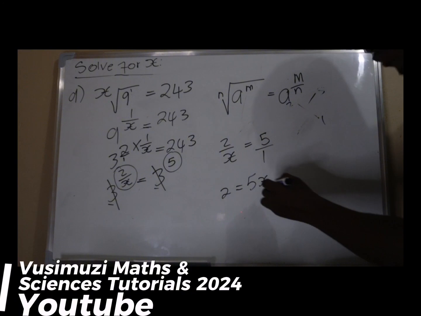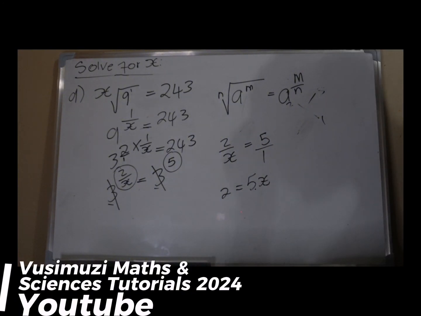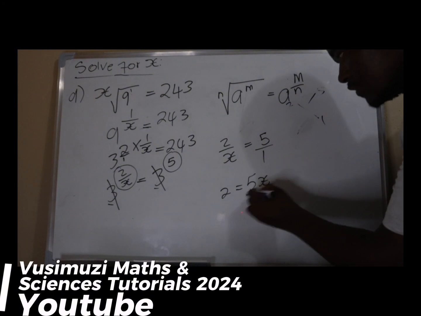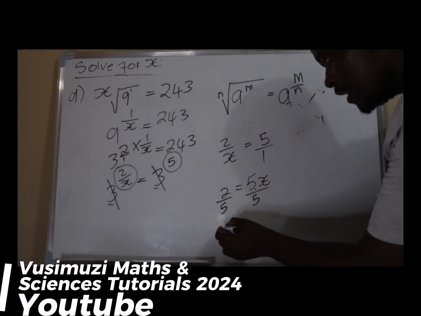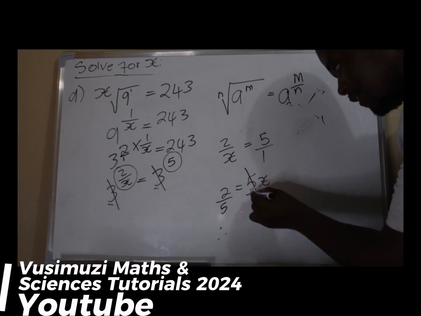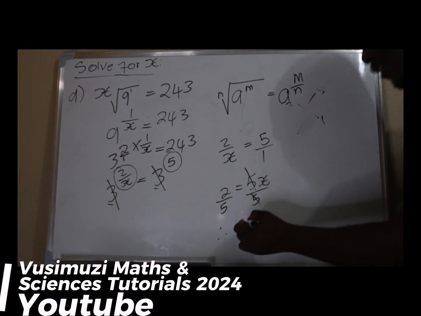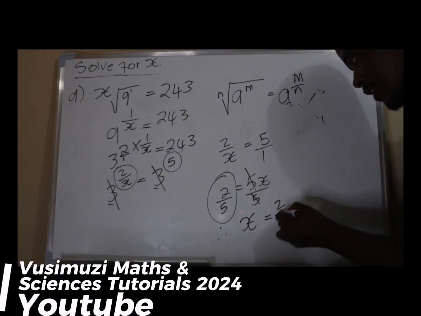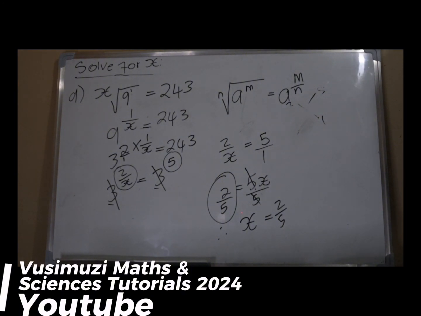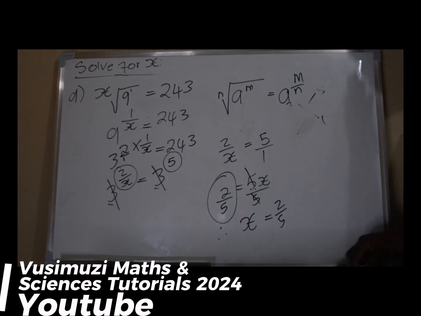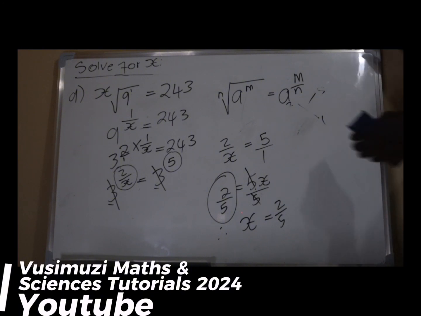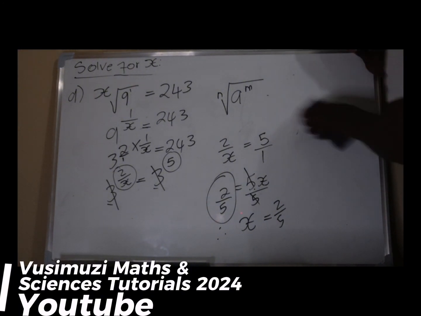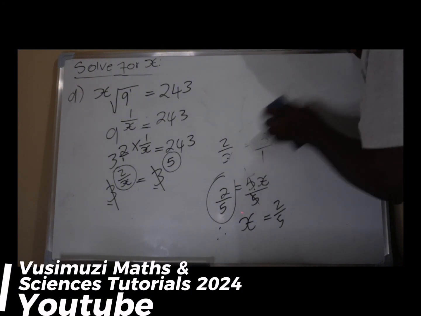How do you solve for x? We want to be left with x on one side. We divide both sides by 5. Therefore, 5 divided by 5, we are left with x on one side. Therefore, x is equal to 2 over 5. Then you are done, guys. You are literally done if you do these things. I hope I'm clear on that one.